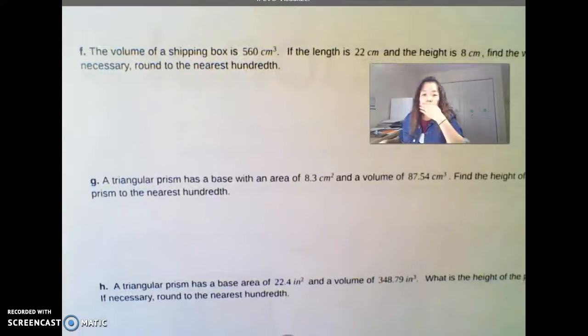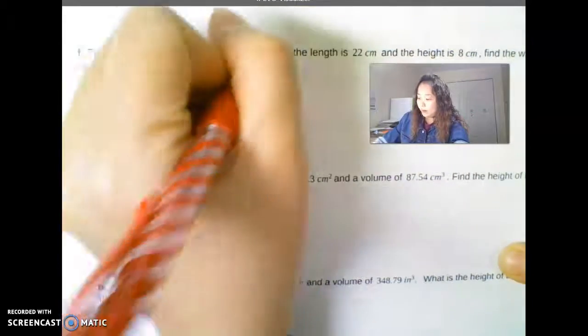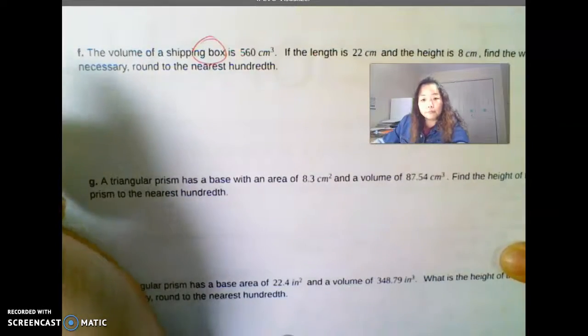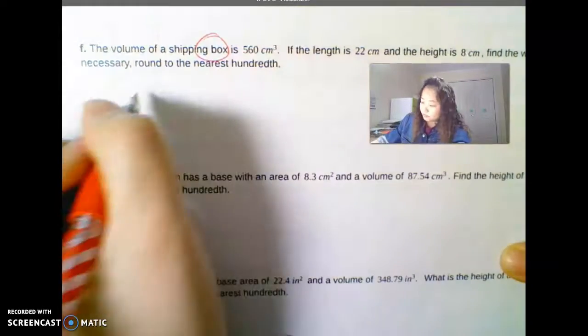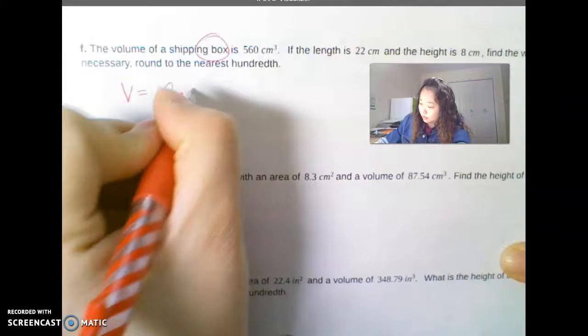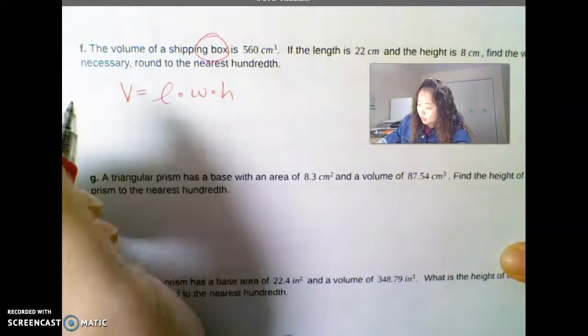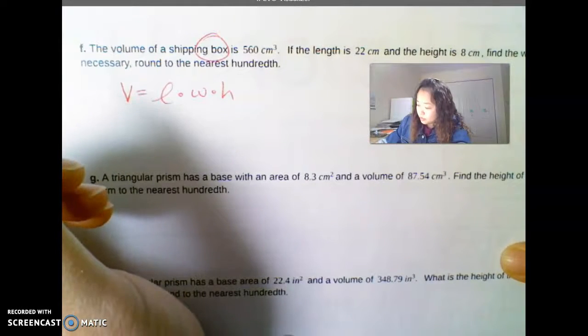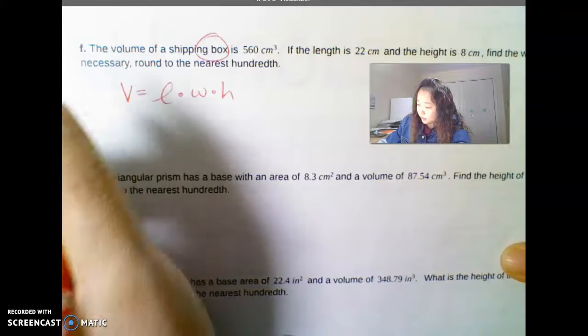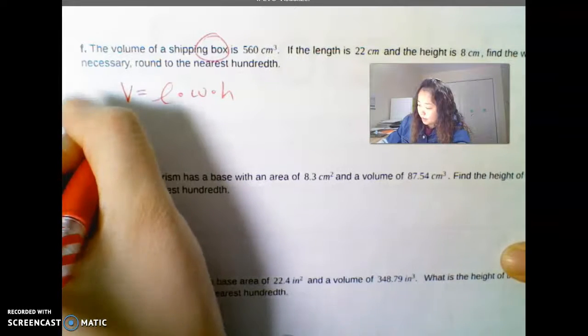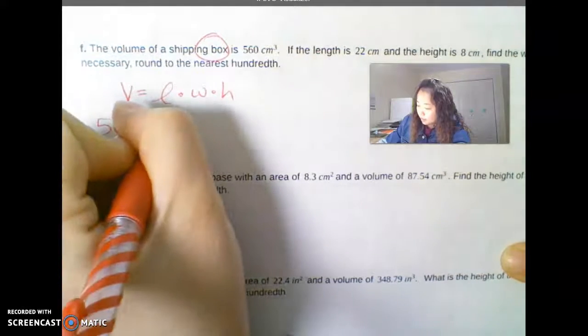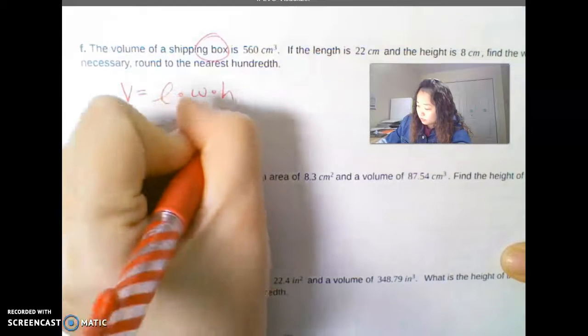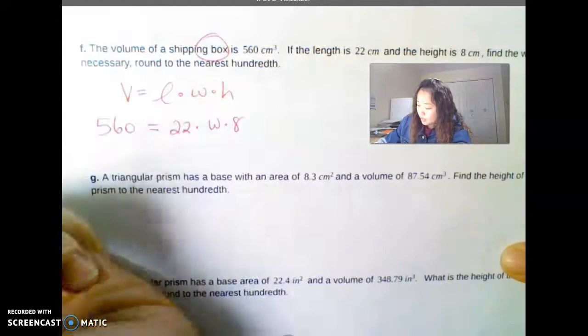A volume of a shipping box. So a box, they already tell you box. It's a rectangular prism, so it'll be V equals LWH. The length is 22 centimeters, the height is 8 centimeters, find the width. So the volume is 560, length is 22, width we do not know, height that's 8.